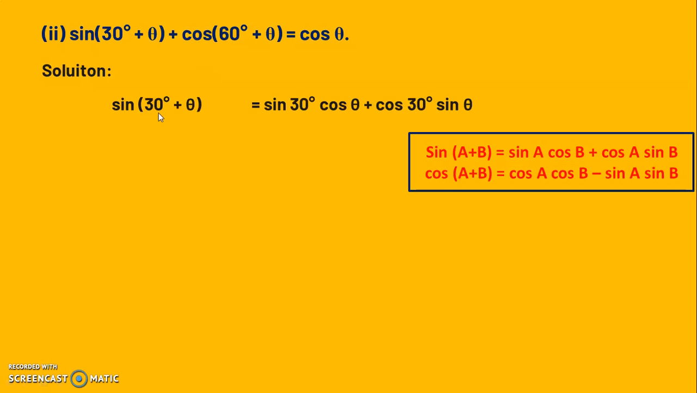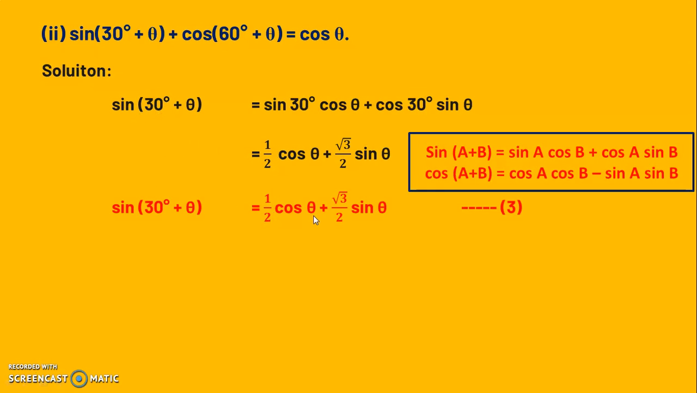Okay. So first, sin(30° + θ) is equal to sin 30° cos θ, that is sin a cos b, where a is 30° and b is θ, plus cos 30° sin θ. Okay. So we know the values for sin 30° and cos 30°. What is the value for sin 30°? That is 1 by 2. So sin 30° is 1 by 2 and cos θ is here, and cos 30° is root 3 by 2 and sin θ is here. Okay. So sin(30° + θ) is 1/2 cos θ + (√3/2) sin θ. Okay. So let's make this equation number 3.